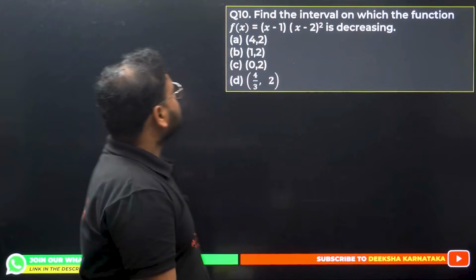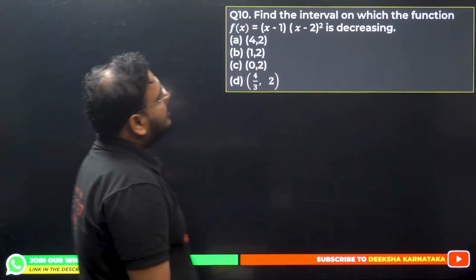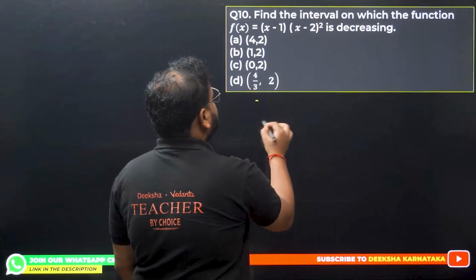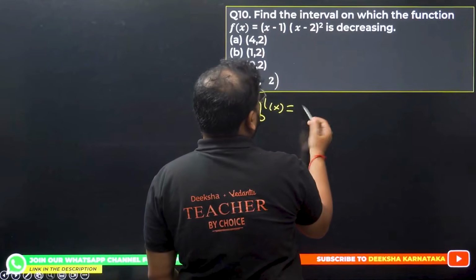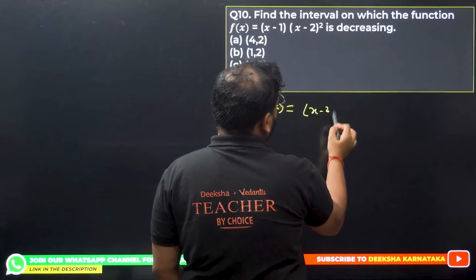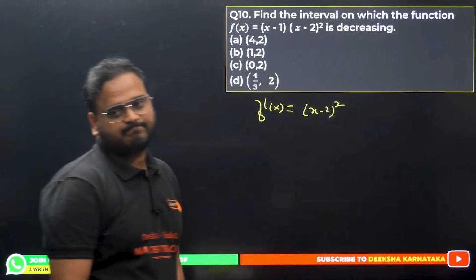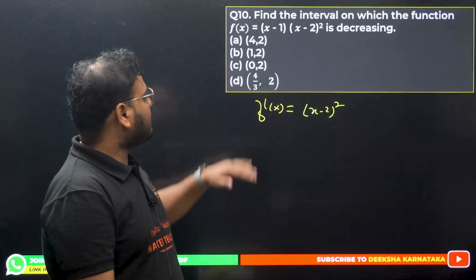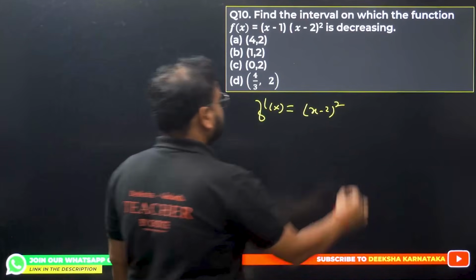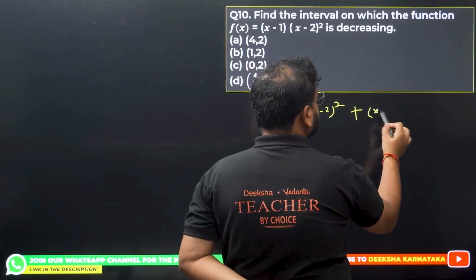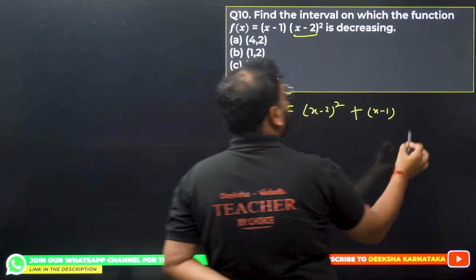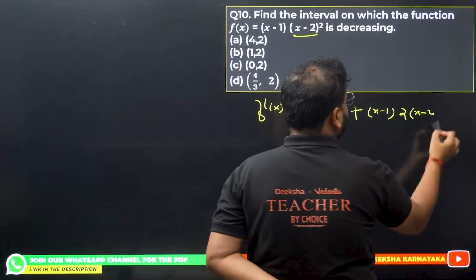Find the interval in which the function is decreasing in nature. Same thing repeats. Derivative. Differentiate x minus 1. You're going to get this as simply 1 only. You'll have x minus 2 the whole square left over here. I'm using the product rule. Right? We'll have a plus sign. This time we're going to keep x minus 1 as it is and differentiate this part. You'll have twice of x minus 2.